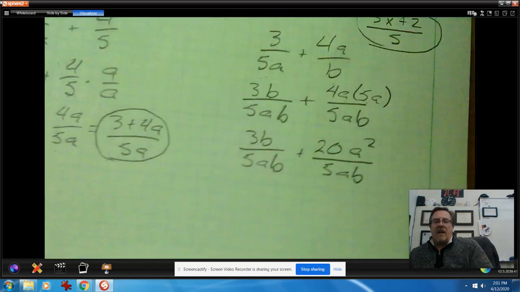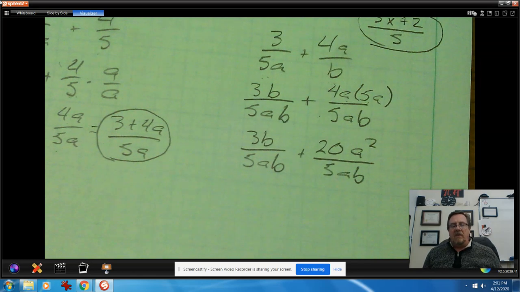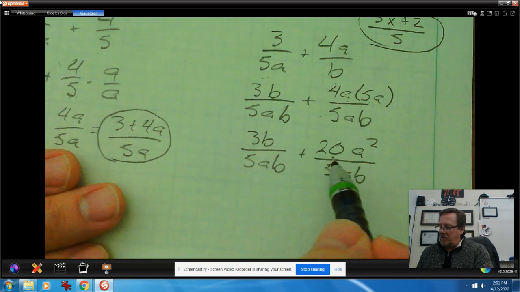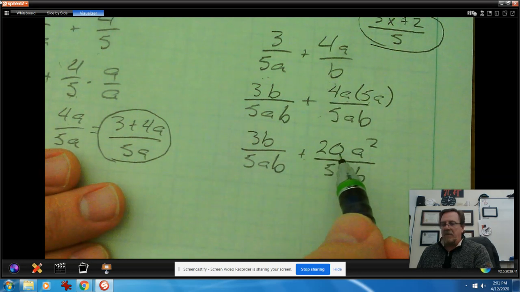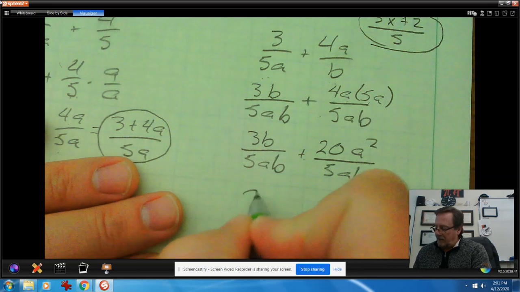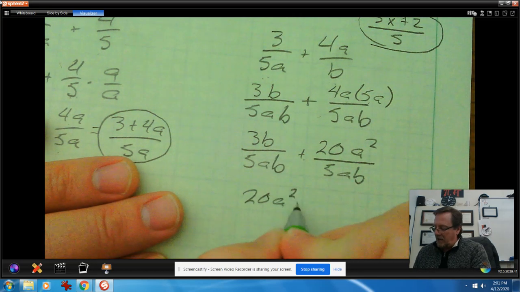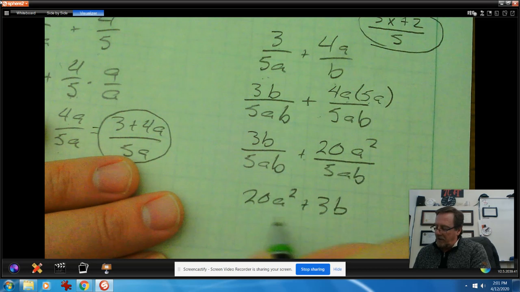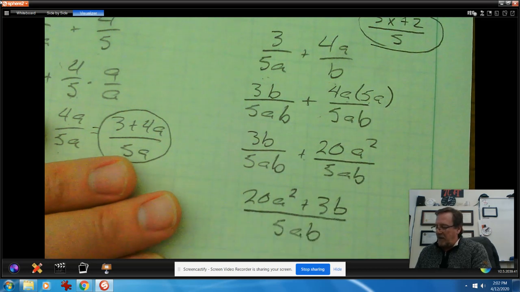So now they have the same denominator. When we have the same denominator, we can just add the numerators. I'm gonna do this a little bit backwards since I like putting my a squared terms first. I'm going to have 20a squared plus 3b on the top, and on the bottom 5ab.